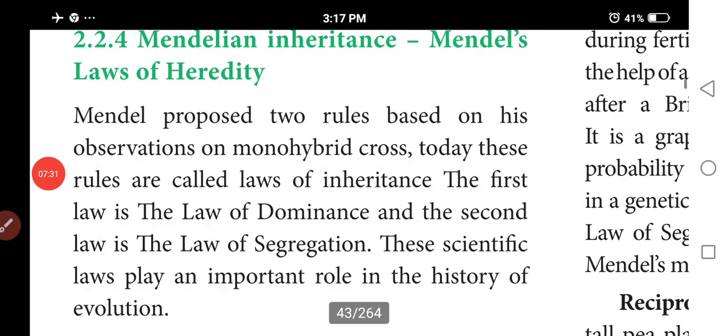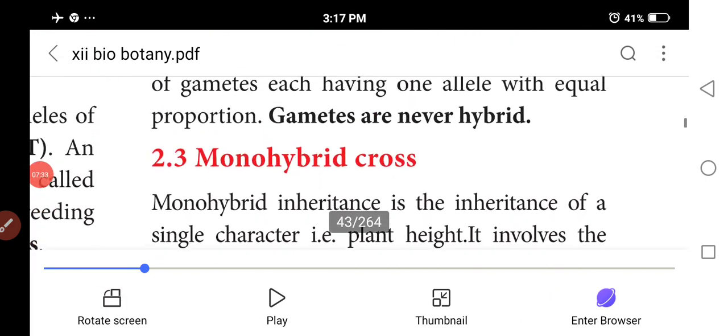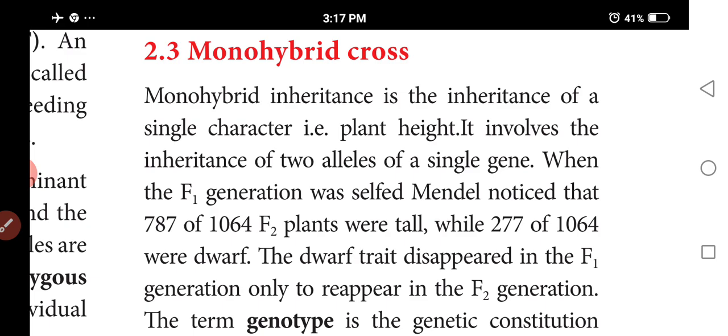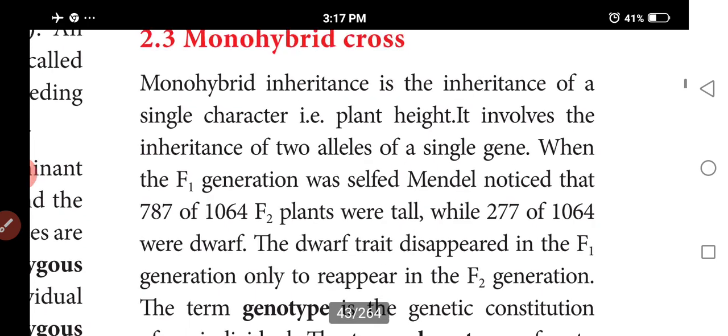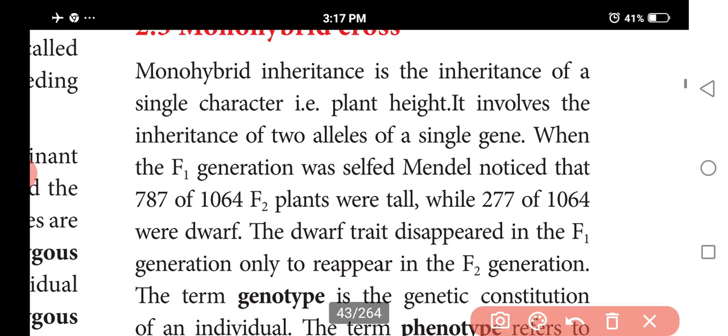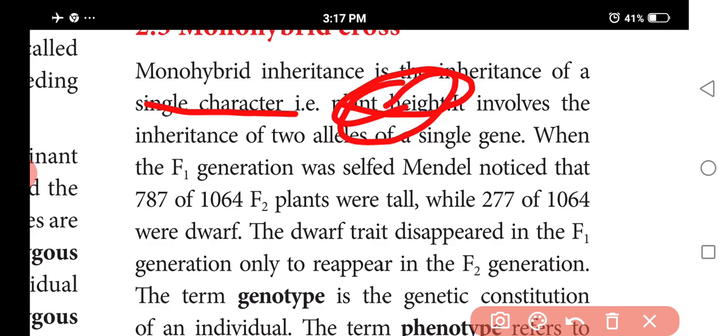So before we discuss this monohybrid cross, afterwards we will discuss the laws of heredity, because they are observed in this monohybrid cross. Monohybrid cross means only one character is involved, that means plant height only. Totally 7 characters are there. We are choosing the character plant height. It involves two alleles of a single gene.